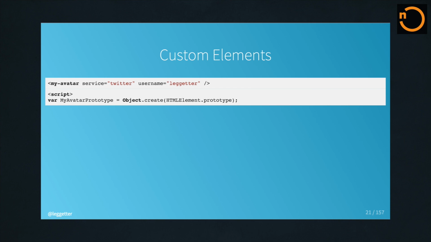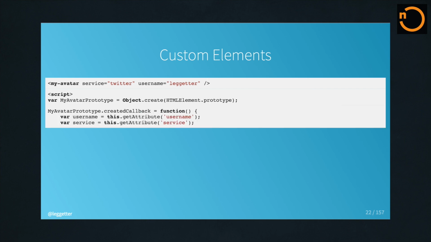To do that, I take the HTML prototype and create my own prototype from that. I'm defining an object. We're diving straight into JavaScript to define our custom element. There are a bunch of lifecycle callbacks in custom elements, and I'll mention those in a bit. But the created callback is when, obviously, that element is actually created. I'm referring to this, and this, in this case, is the element itself. So it's the my avatar element. So I can do this.getAttribute username, which gets me Legator, and this.getAttribute service, which gets me Twitter.